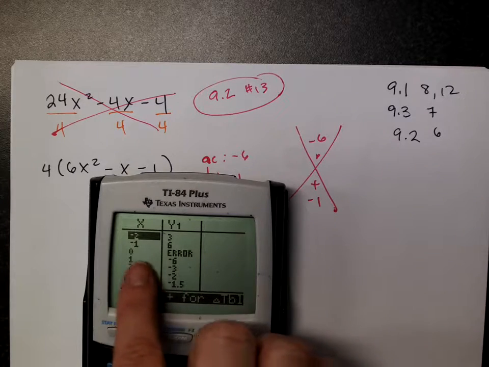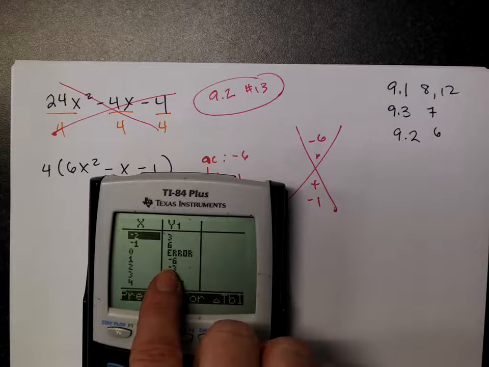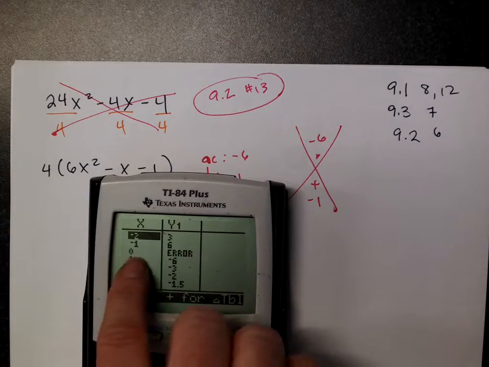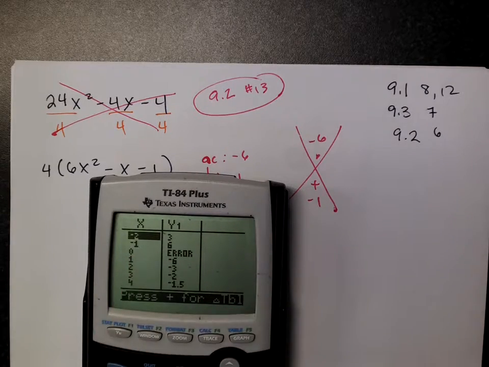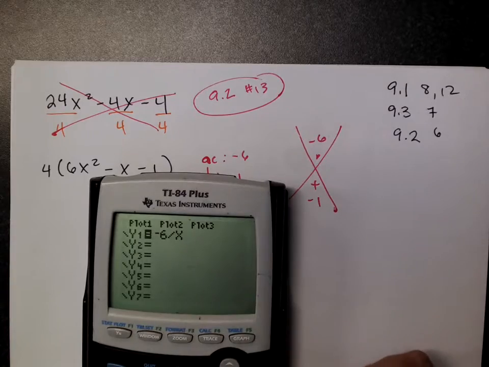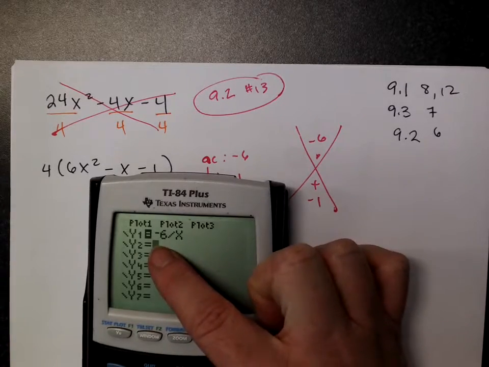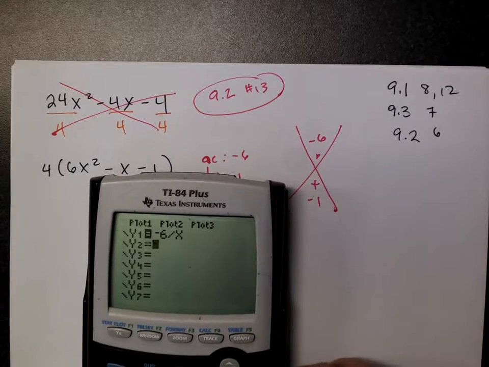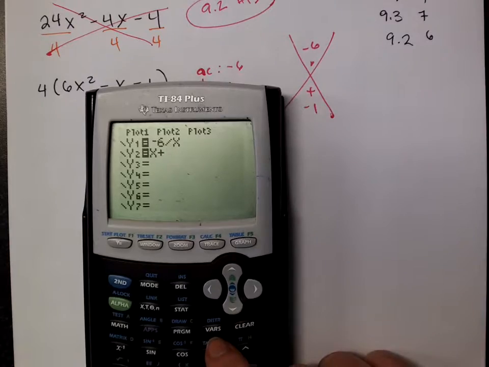Now you also not only want to be able to multiply these to get AC, which the calculator just did for you, but you also want to know, well, what happens when I add these 2 numbers, because that's your B. So you go back to y equals and go to y2, and you want to add the 2 columns. You want to add column x plus column y1. And to get y1, that's under the variables button, which is right here.